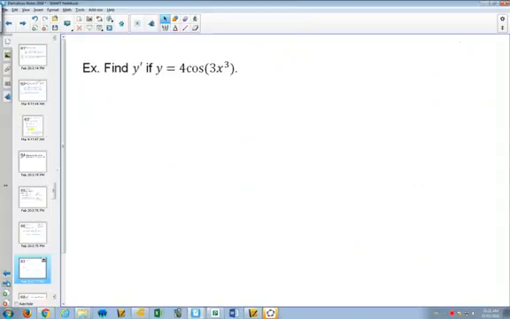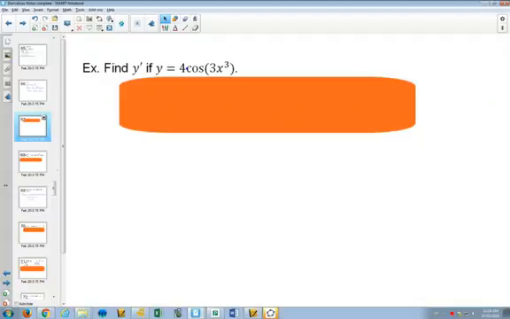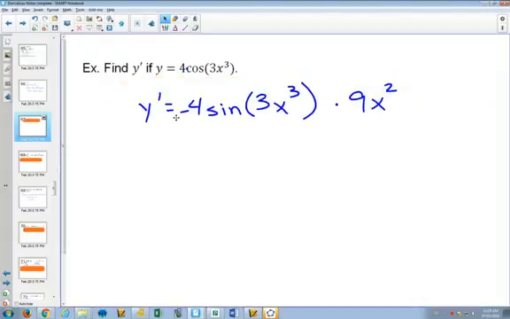So I'd like you to try this one on your own. So to recognize that this is a chain rule, that the 3x cubed is inside of cos. So if we're looking at our outside function as cos, that's the first derivative that we would do. The derivative of cos is negative sine. So we would write negative 4 sine. You don't change the inside, it'll stay 3x cubed. Then the chain rule says once you've done that, now we multiply by the derivative of the inside function. The inside function is the 3x cubed. The derivative of that is 9x squared.